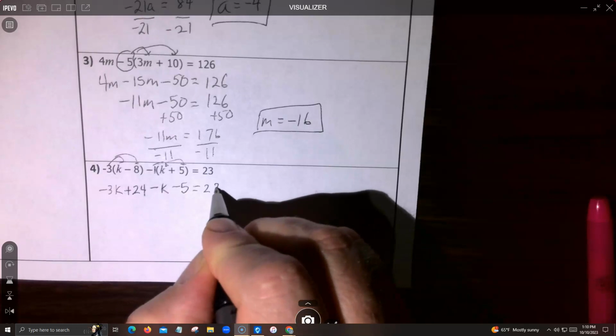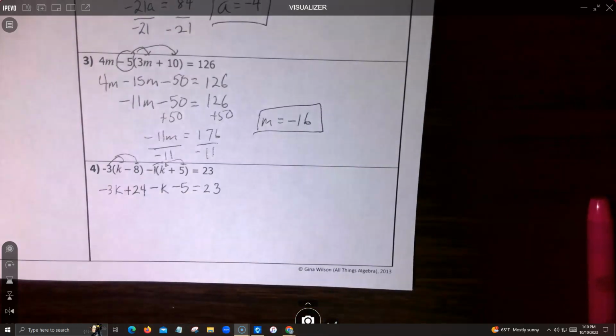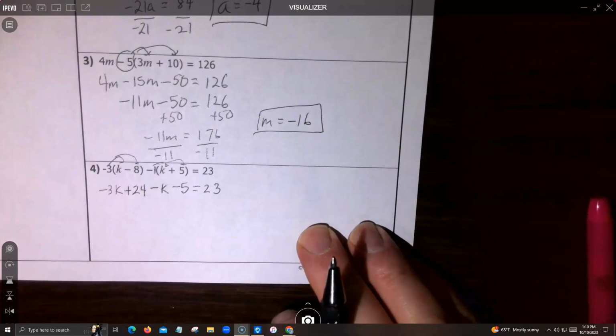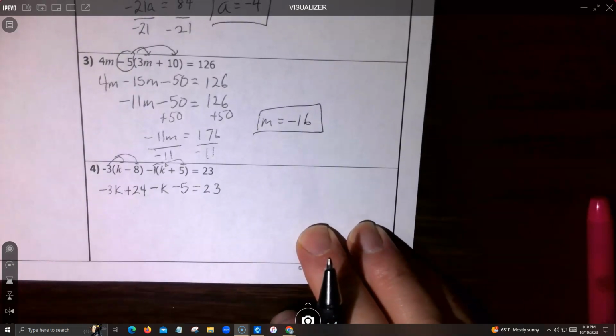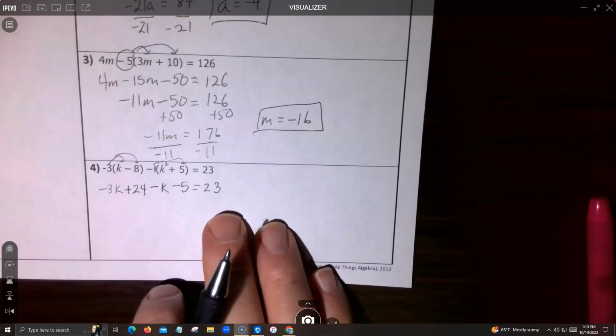That equals 23. So this is the most you're usually going to get in a problem in Algebra 1, having 2 distributives. They usually don't go much crazier than that. All right, so now I have to combine like terms.